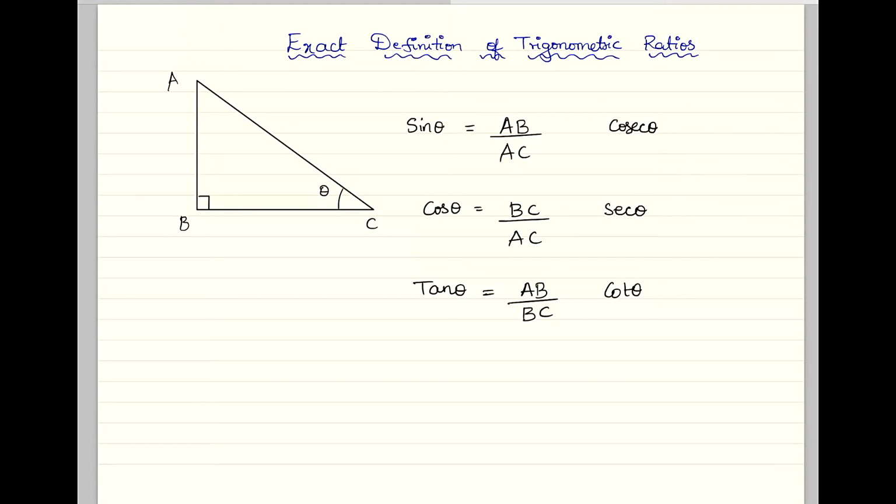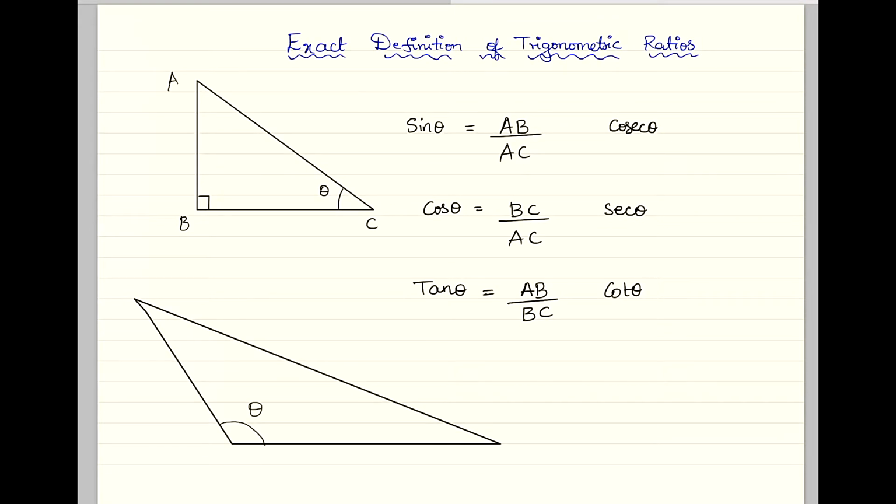But actually these are not the exact definitions. Alright, these are not the exact definitions. These are definitions which are valid only for acute angles. Suppose there is an obtuse angle, let's say. Let's draw a diagram like this. Alright, so in this triangle, if I ask you, this is some theta, what is sin theta?